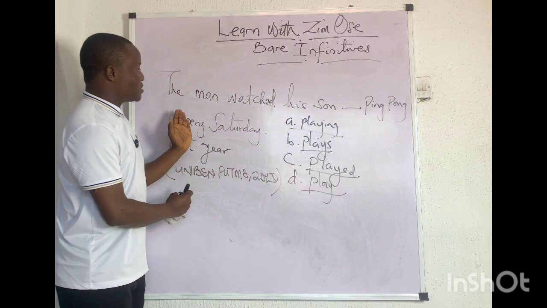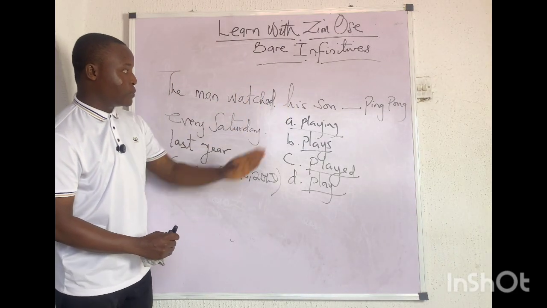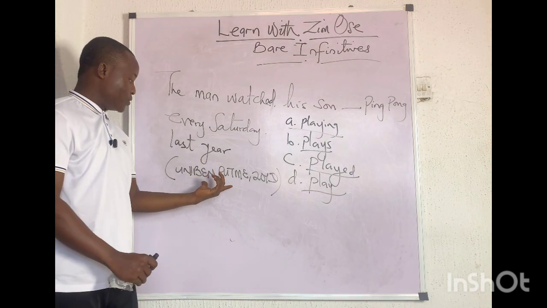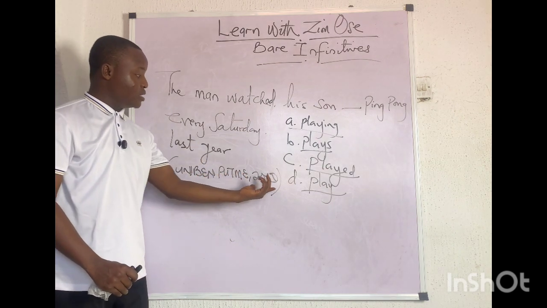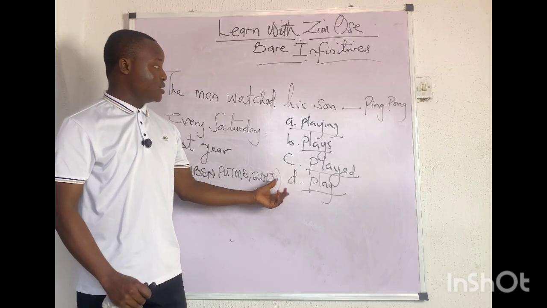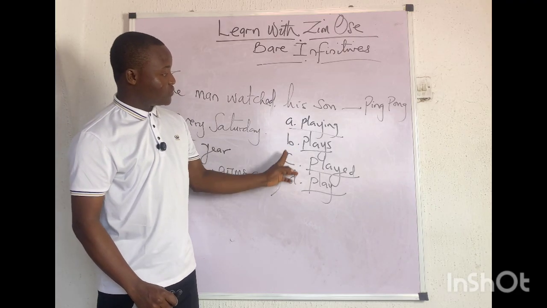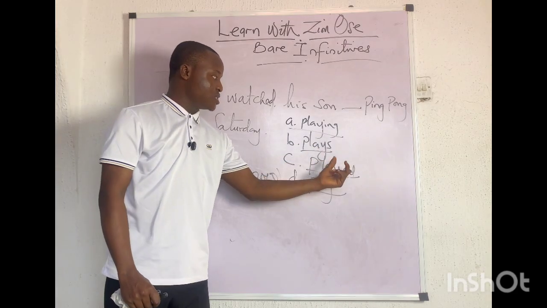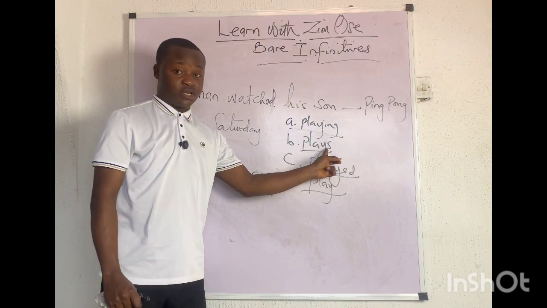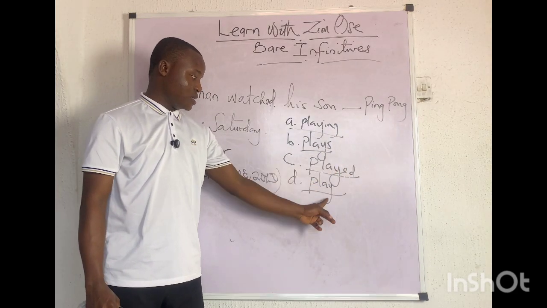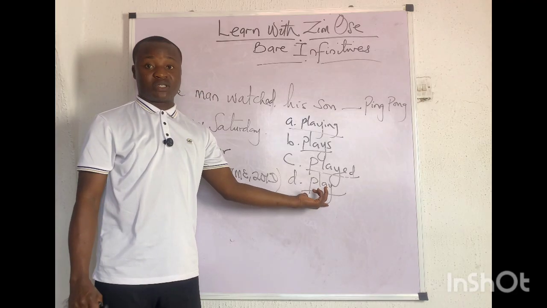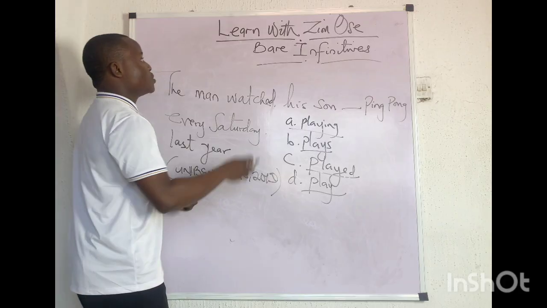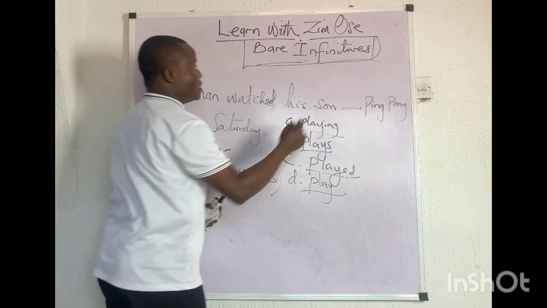The question on the board says, "The man watched his son ___ ping pong every Saturday last year." This question was taken from the University of Benin's Post-UTME 2019. The options are as follows. Option A says playing, B, plays, C, played, D, play. Playing is the ing form, plays is singular present, played is past tense, and play is plural present, or the bare infinitive. And this question is on the topic bare infinitive.